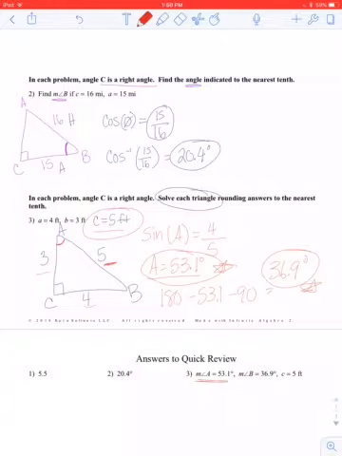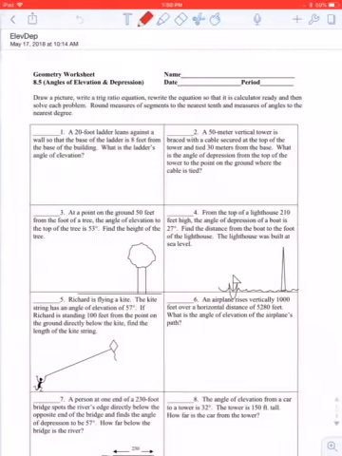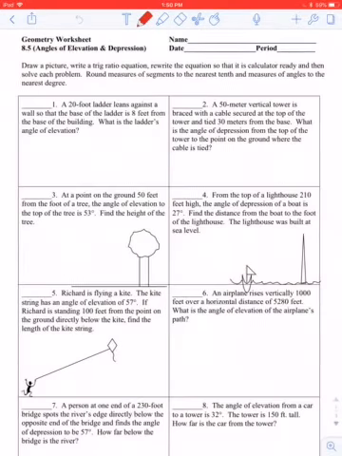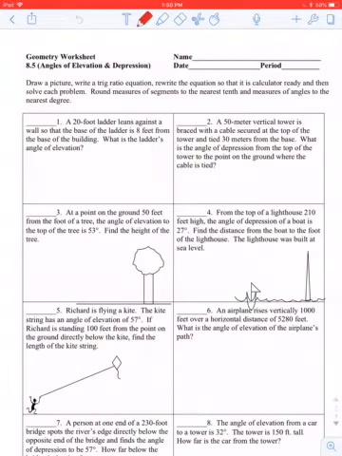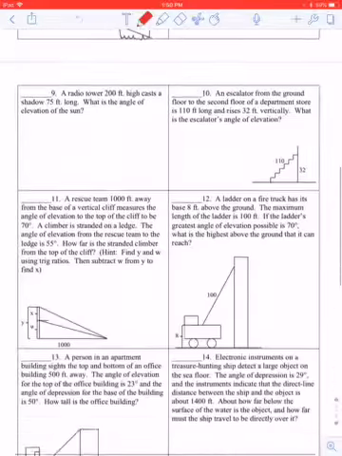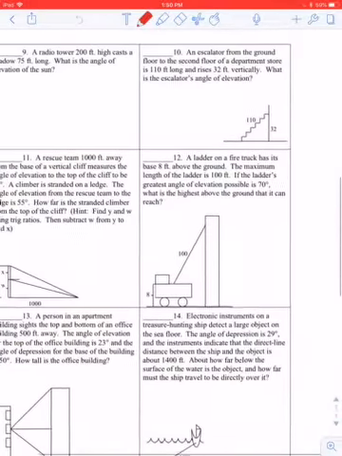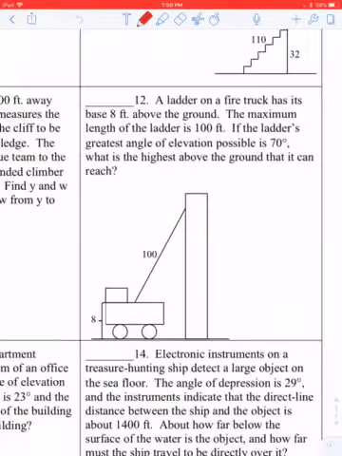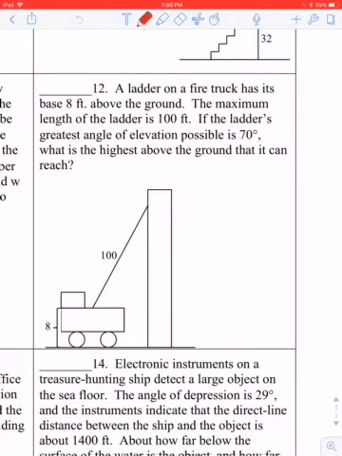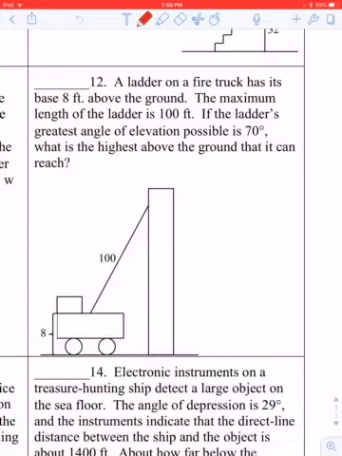Other thing that I wanted to do was just a couple of elevation depression problems. This is on my website right under this video if you want to do any of these problems, and there's also a key posted. But there are just 2 of them that I wanted to actually work out with you because I thought they were the most interesting. So there's one right here I wanted to do, number 12.